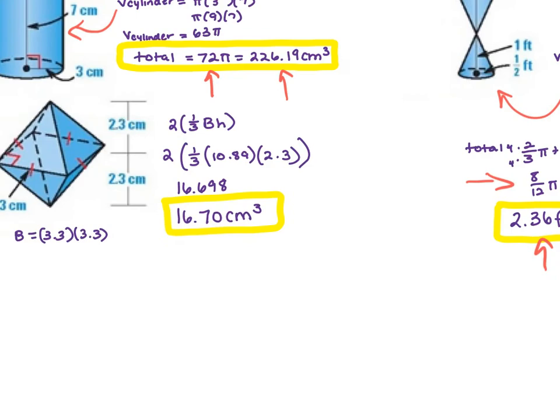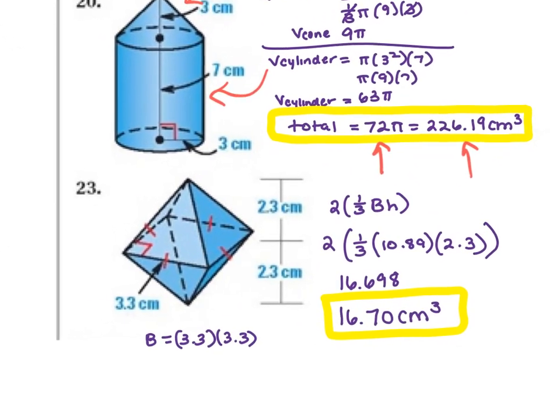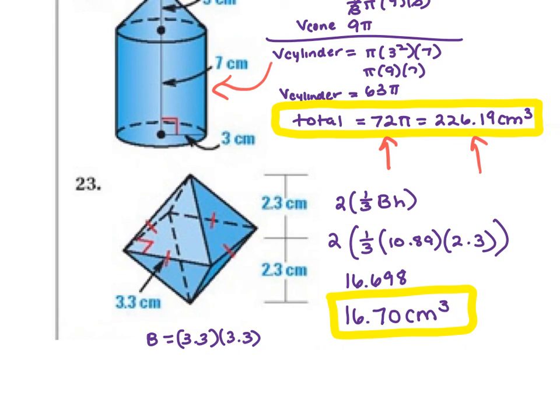And then the last one, 23. These are 2 pyramids. Notice both pyramids, they're both the same. So you would find the area of the base, which is a square, 3.3 times 3.3, and then plug it into the formula, 1/3 area of the base times the height, and then from there, double it because there's 2 of them.